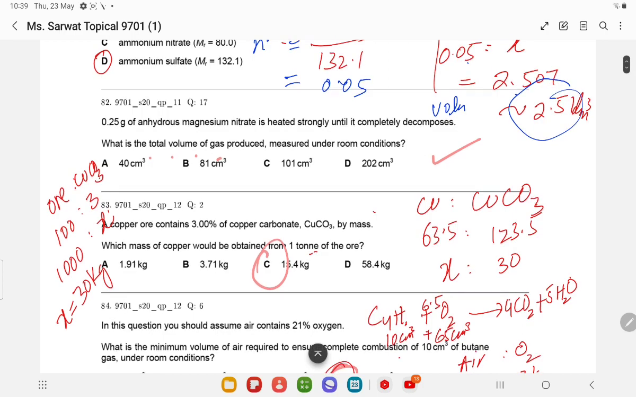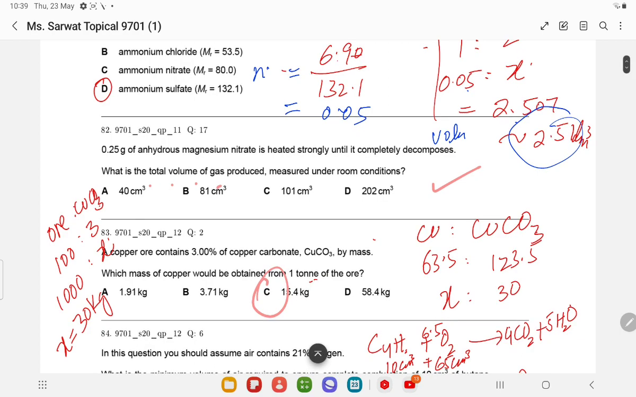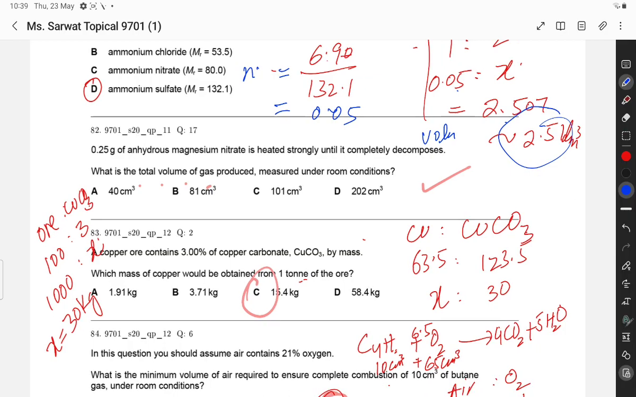What is the total volume of gas? So this is the same question which I have solved earlier. So let's solve this question. Magnesium nitrate decomposes to give MgO, nitrogen dioxide plus oxygen gas.